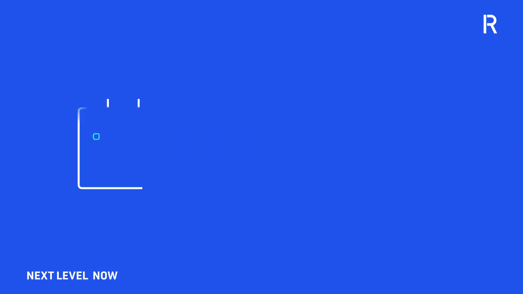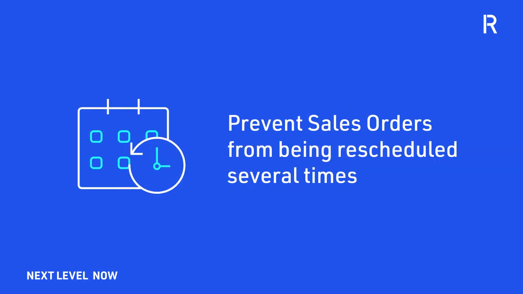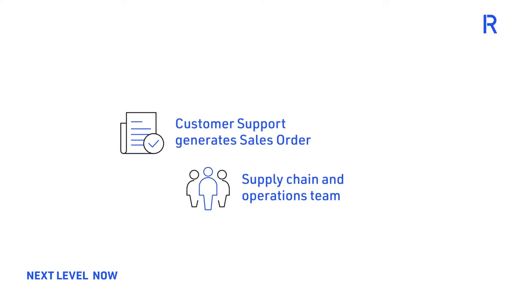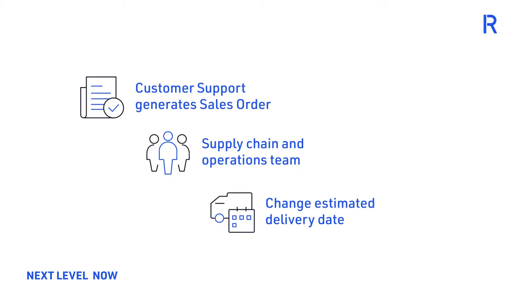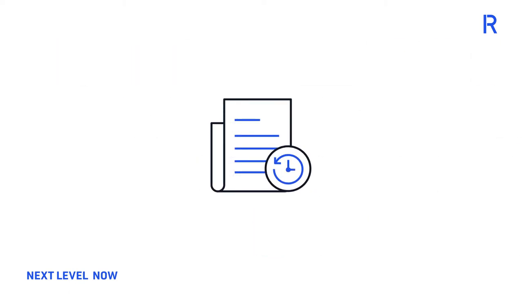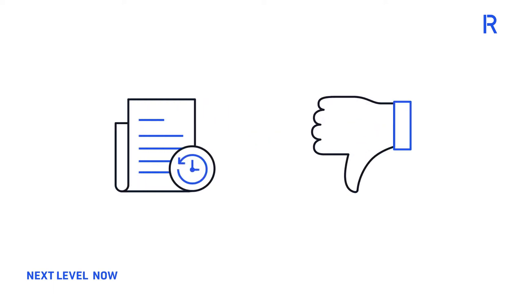Customer support needed a solution to prevent sales orders from being rescheduled several times unnecessarily, driving down CSAT metrics. When Customer Support Center generates a sales order, the supply chain and operations team would often need to change the estimated delivery date due to the lack of visibility they have on already rescheduled orders, causing the same order to be postponed many times, resulting in customer dissatisfaction.